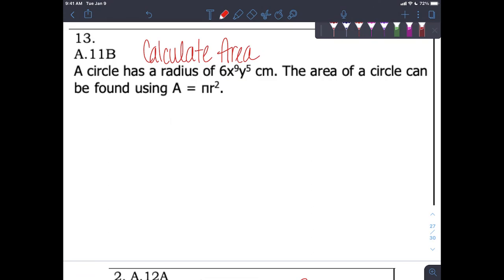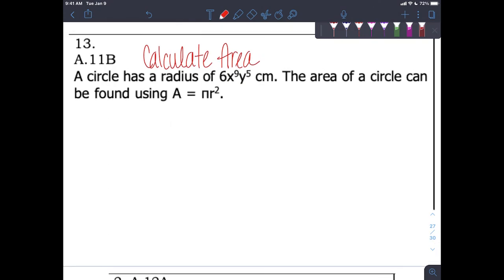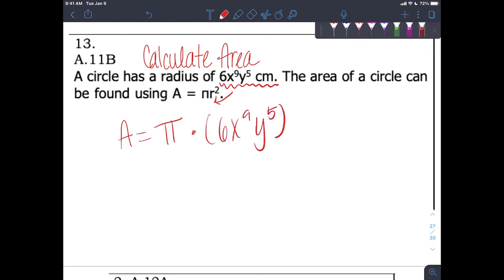All right, so for this one, they're asking me to calculate the area. So what I'm going to do first is highlight that radius and plug it in. So my area equals pi times r squared. So I'm going to go ahead and distribute this guy. Remember, exponent to exponent. And that should be my final answer.